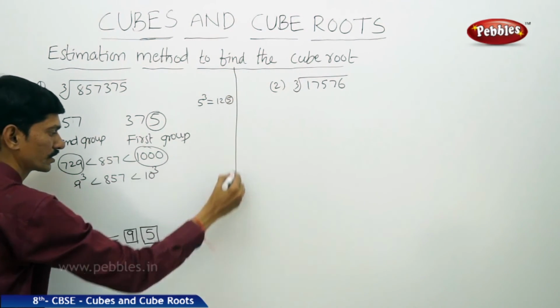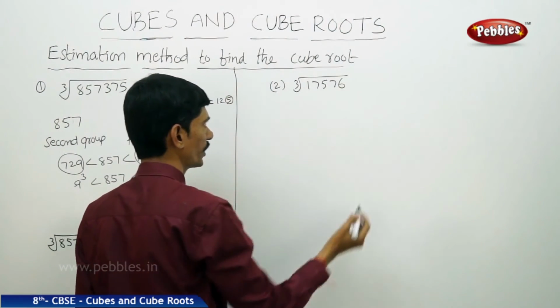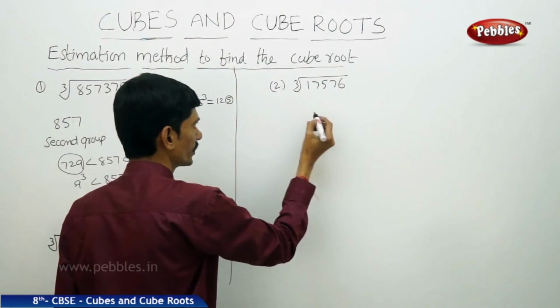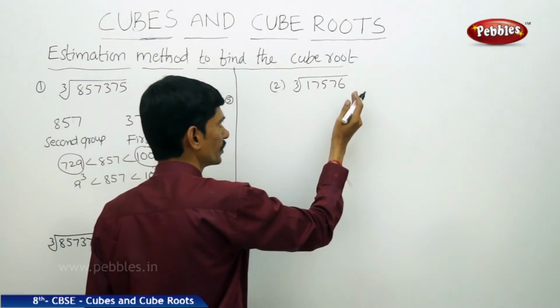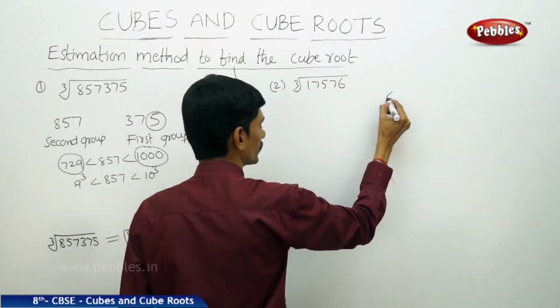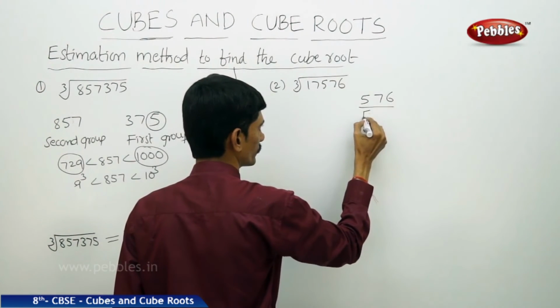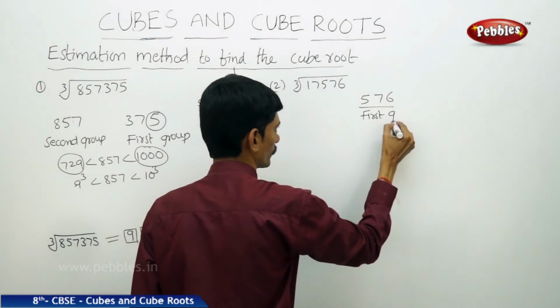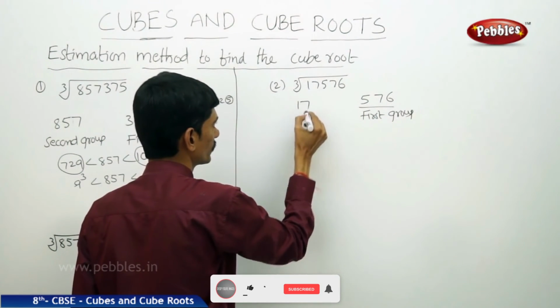Now consider the next second question. We have to find the cube root of 17576. For that, divide the given number into two groups starting from the units place: 5, 7, 6 is the first group, and the remaining digits 17 are the second group.